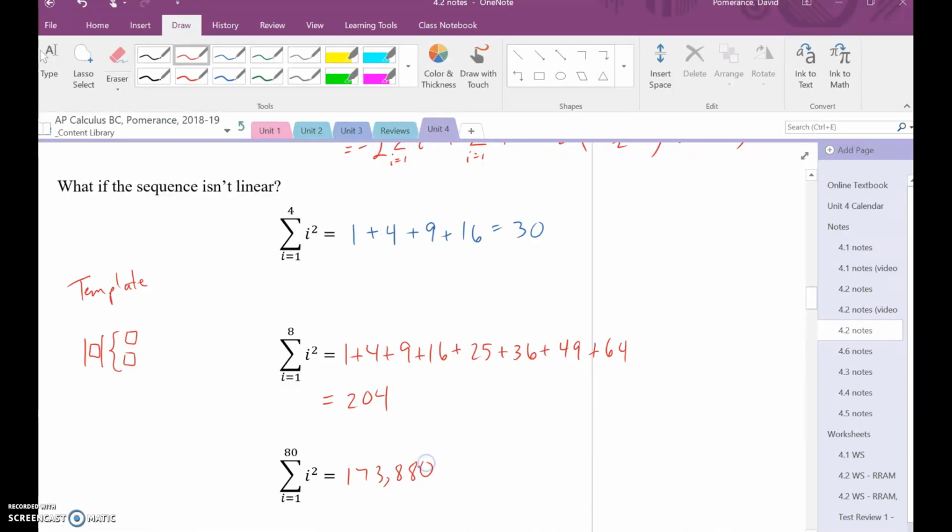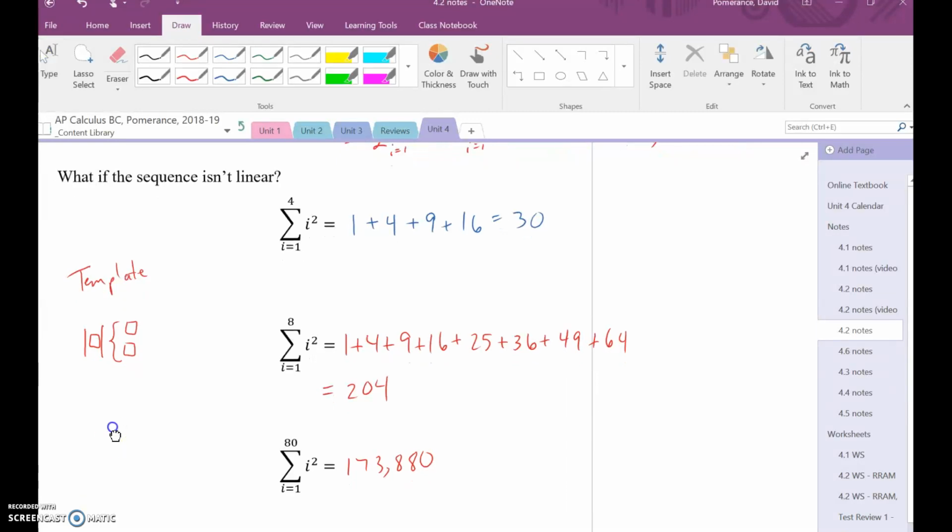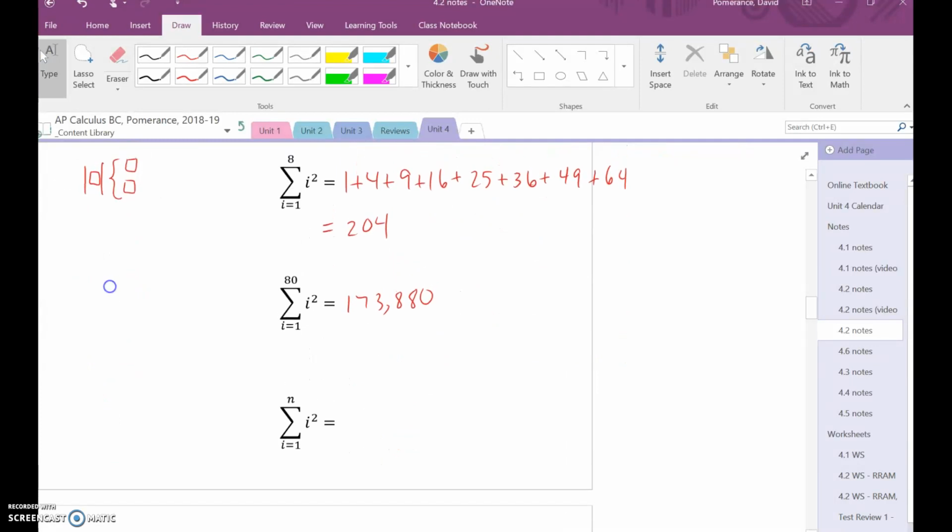173,880. And if you feel like it, you can check that by adding up the first 80 perfect squares, but I don't intend on doing that myself. So I guess the next question is, what if we don't know how many terms we have? We want that generic form.